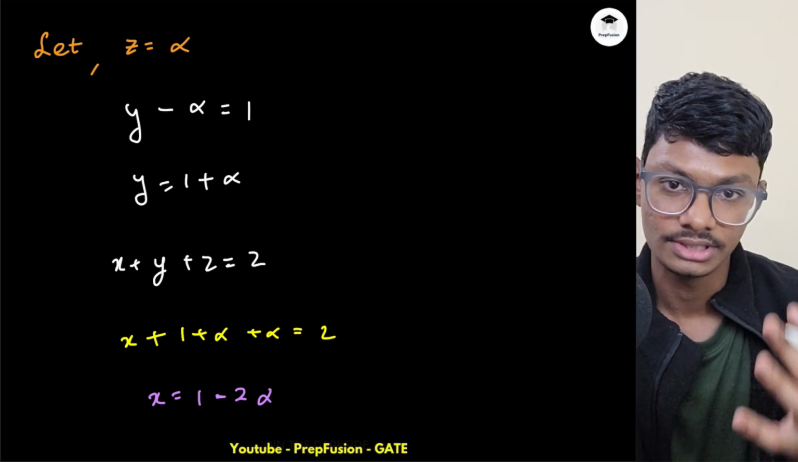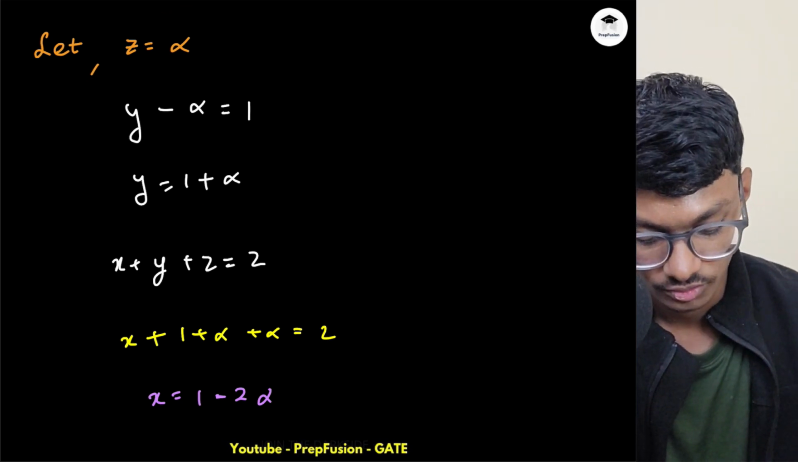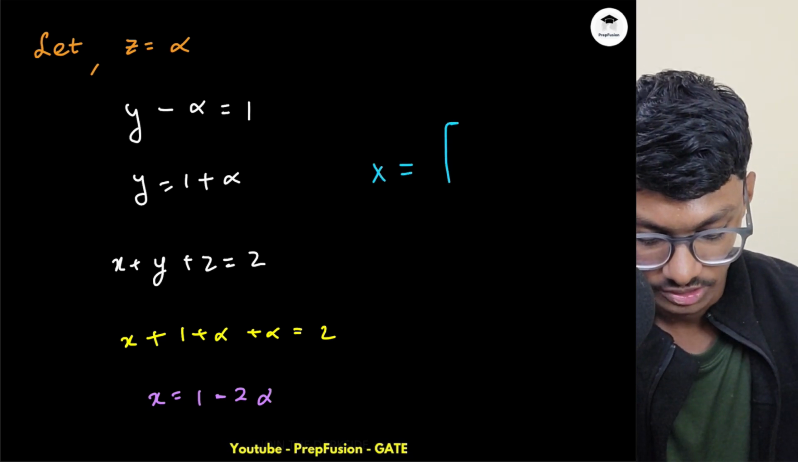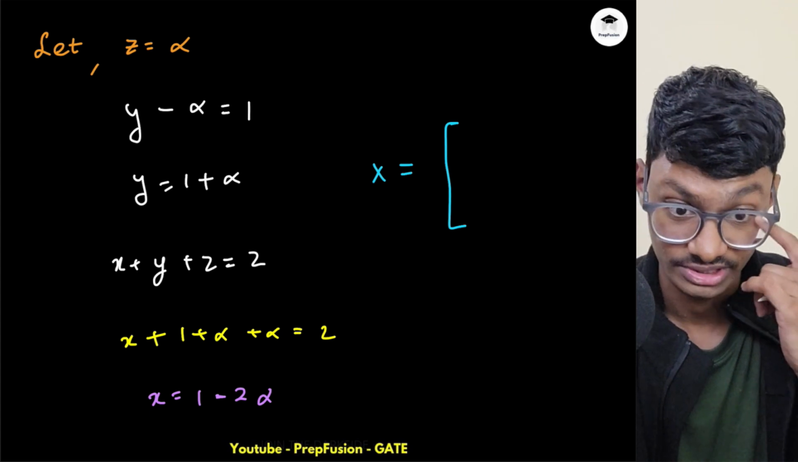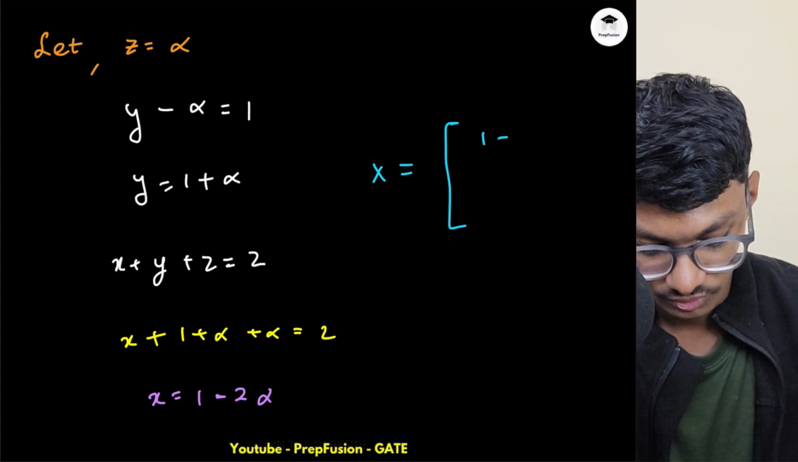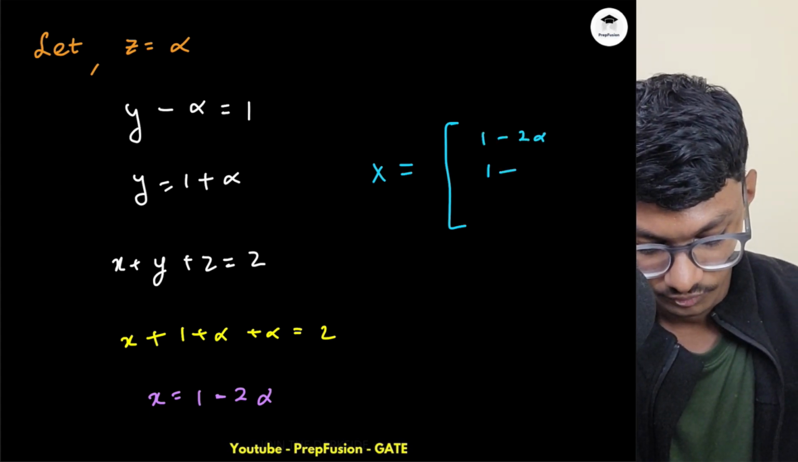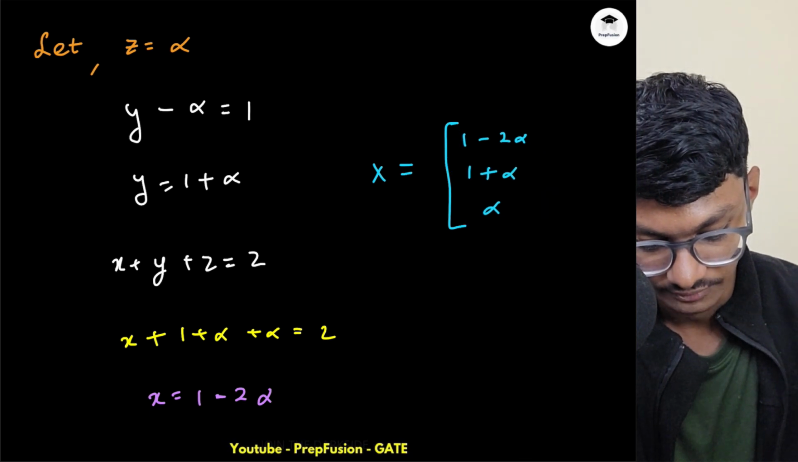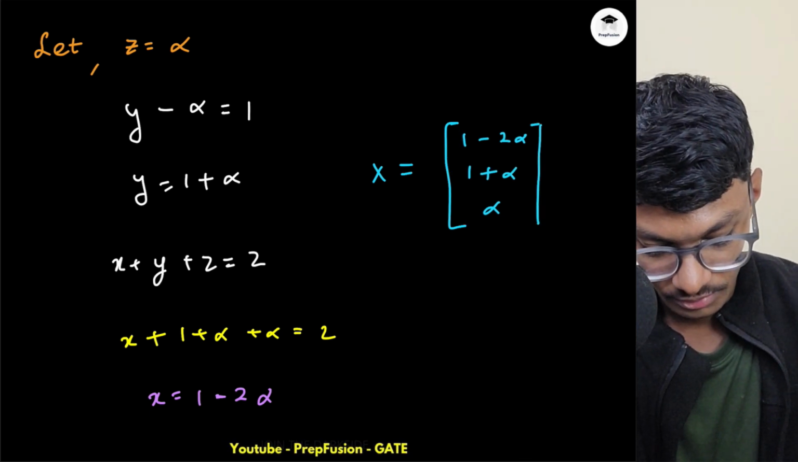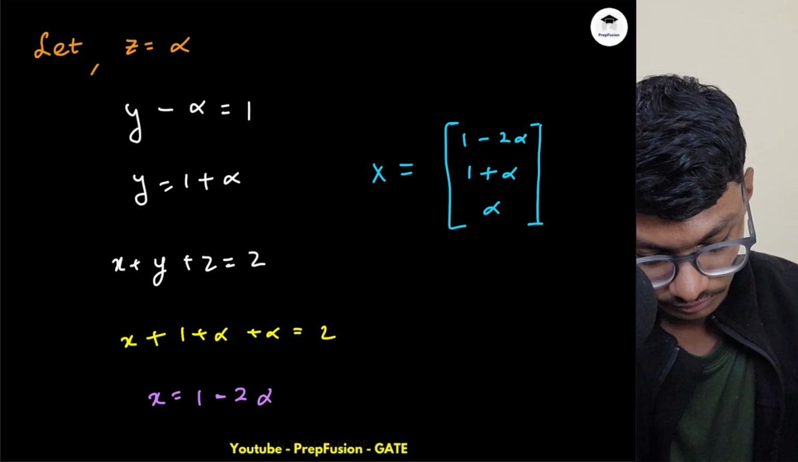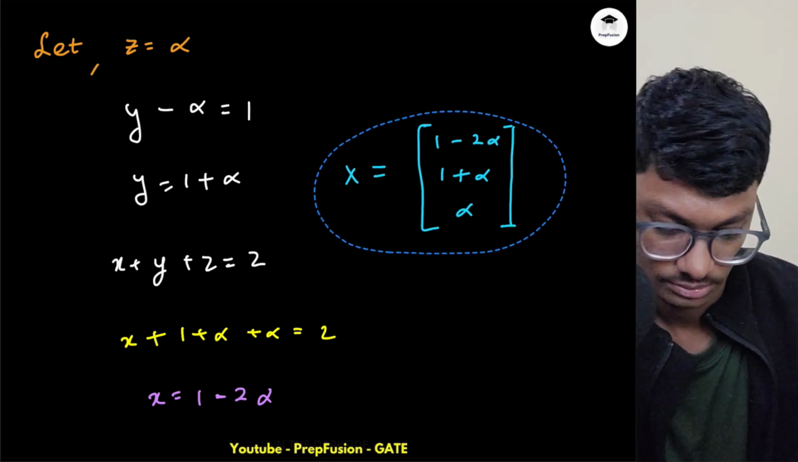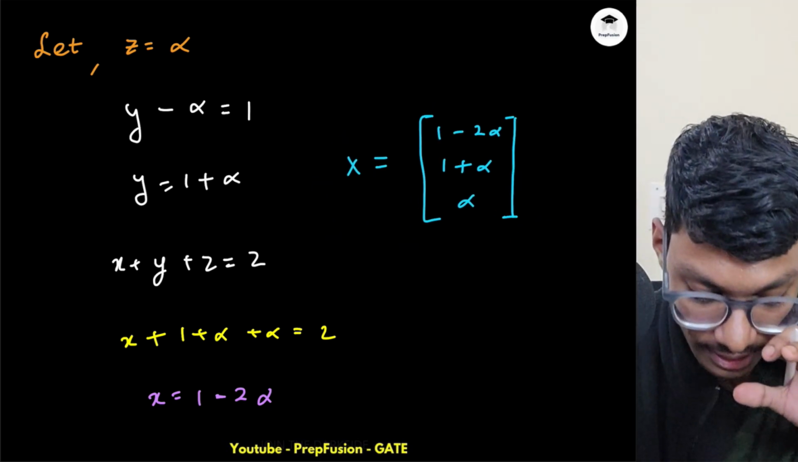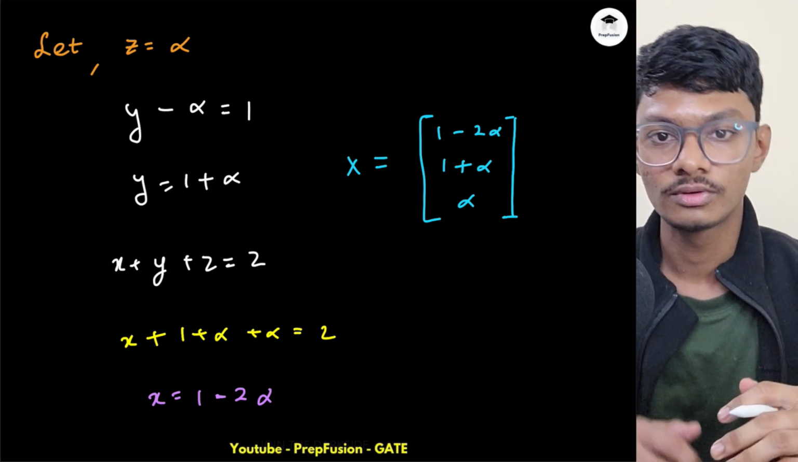Now we can write this in the matrix format. How can we write this in the matrix format? X is a column vector, this is the solution basically: 1 minus 2 alpha, 1 plus alpha, and alpha. Now I can rewrite this in the form of two solutions.